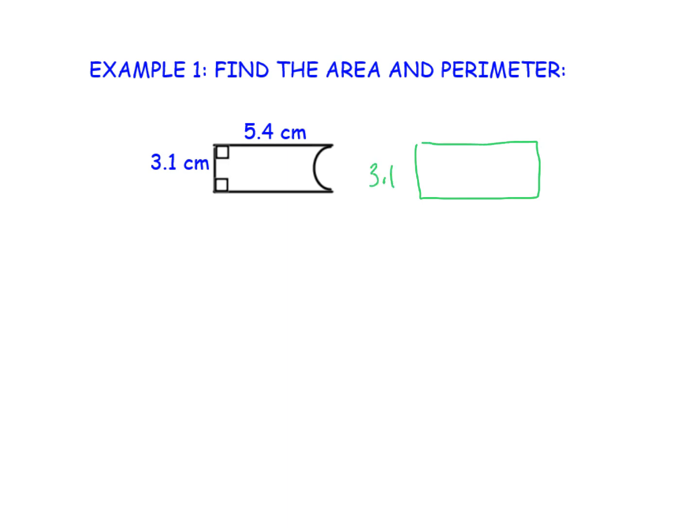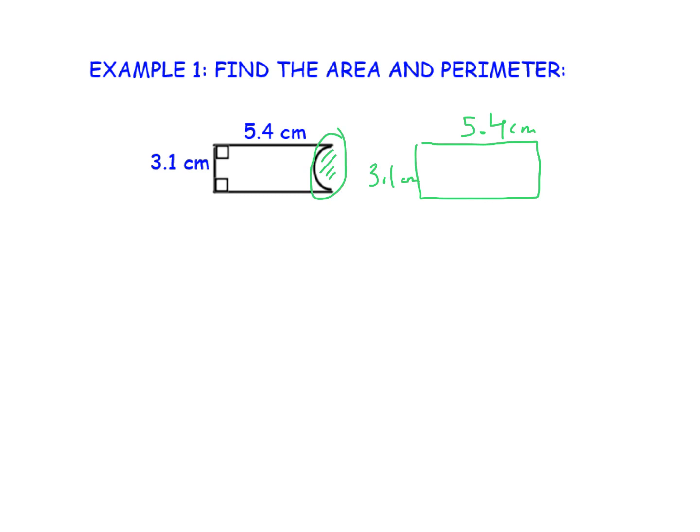If it was just a rectangle, then I would have 3.1 and 5.4 as my sides, and I could find the perimeter and the area. But I've got this part that has been removed from that, so the area is going to be less than it was before we took that half a circle out. And the perimeter is going to change also. The perimeter is actually going to be larger, because if we put this arced, curved side in there, that's actually going to be longer than the straight side that we have on the other side.